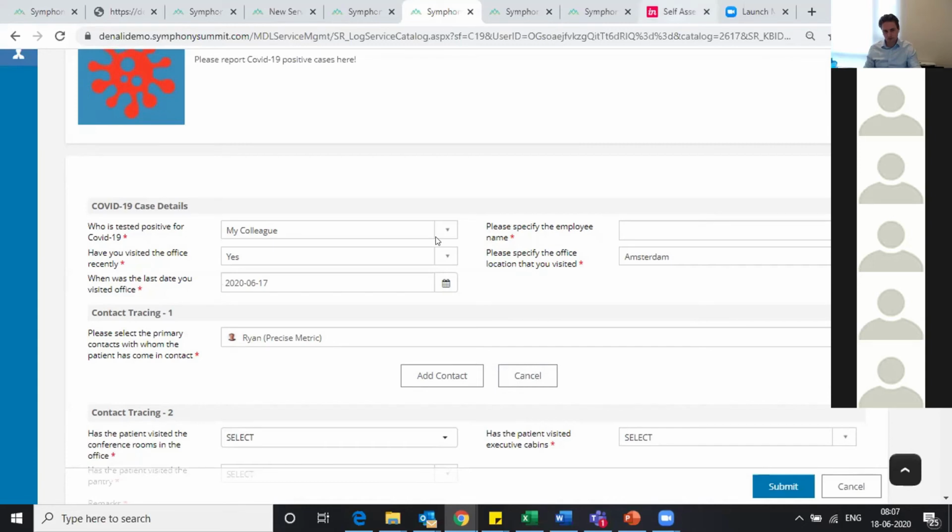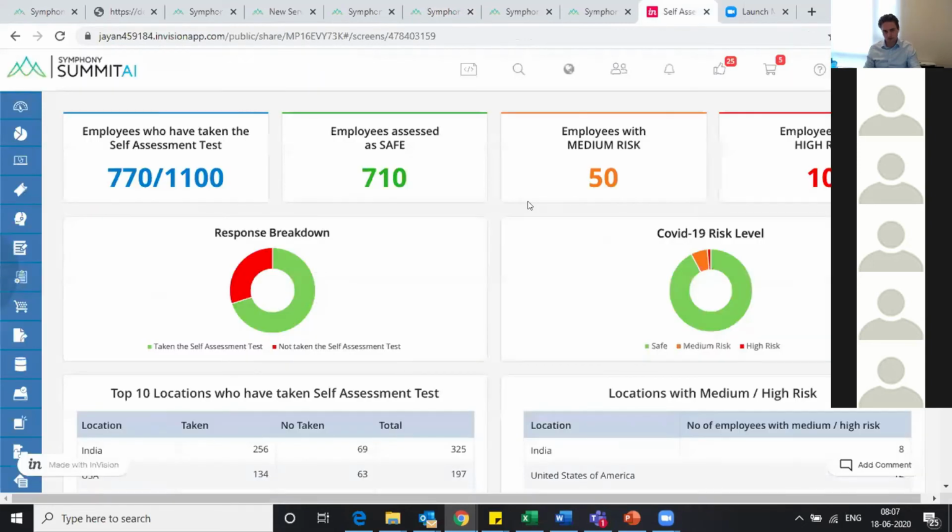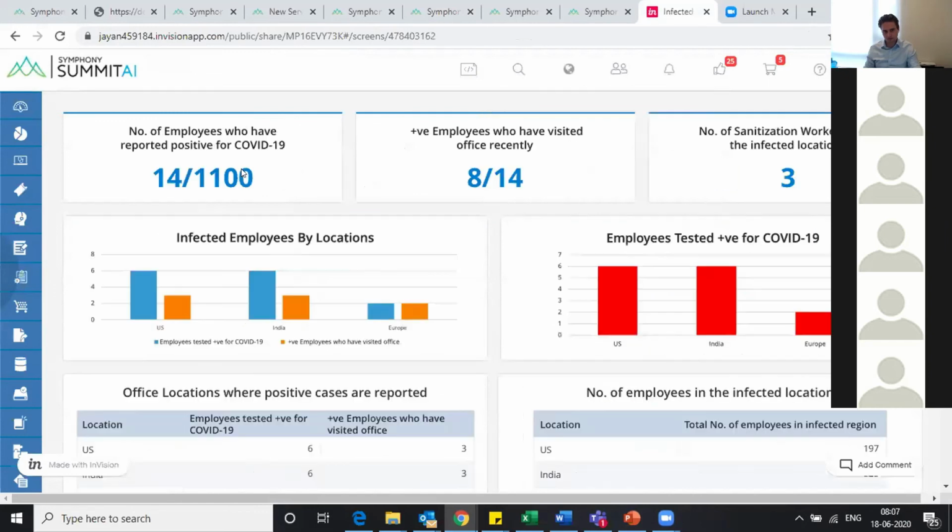In addition, we have complete control over how many employees have reported positive for COVID-19. Out of these positive employees, how many have visited the office? It's more important to know how many have visited the office. And which locations these employees are from is also important to understand. So probably these many employees have tested positive for COVID-19, but these many employees have visited the office.